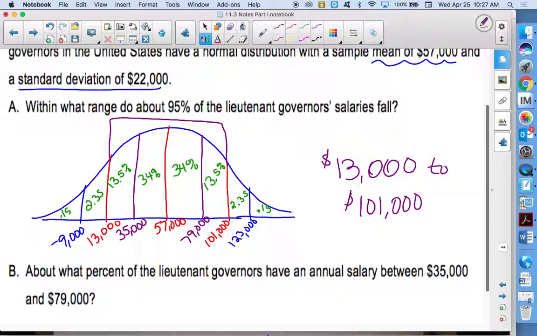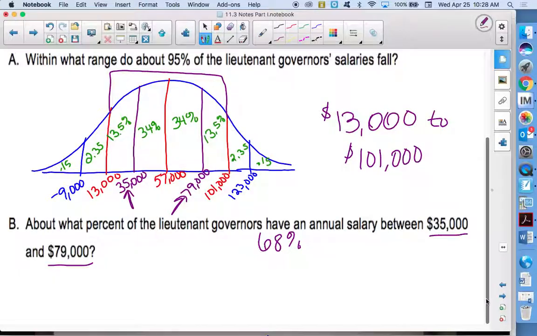And that's just adding the percentages together. The second question: what percent of the lieutenant governors have a salary of 35,000 to 79,000? Now you're looking at the ranges. What percent falls within those two numbers? She said 68. Right here's 35,000, here's 79,000. So 34% left, 34% right makes 68%. Questions?